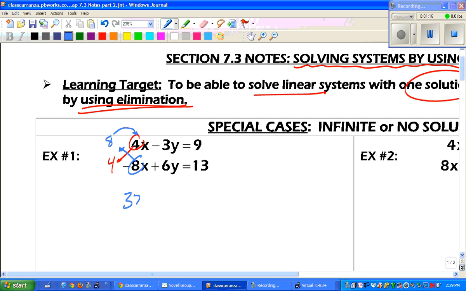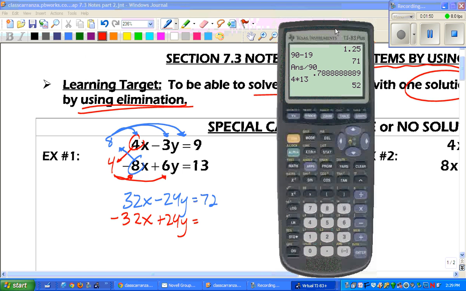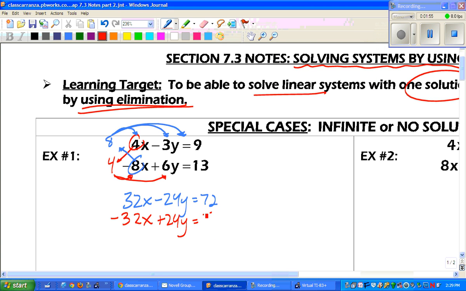So 8 times 4 is 32. 8 times negative 3 is negative 24. And 8 times 9 is 72. Now, let's go ahead and distribute the 4. 4 times negative 8 is negative 32x, so those are going to cancel out just like we wanted them to. 4 times 6 is 24. And for the other one, if you need a calculator, 4 times 13, 52.